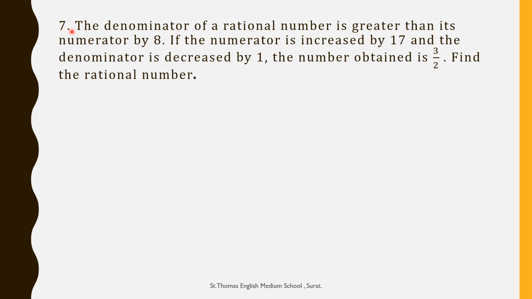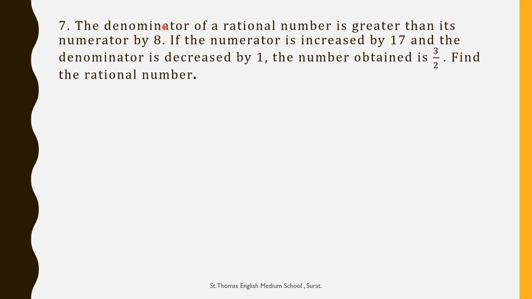Question number 7. The denominator of a rational number is greater than its numerator by 8. If the numerator is increased by 17 and the denominator is decreased by 1, the number obtained is 3 by 2. Find the rational number. Question is clear?